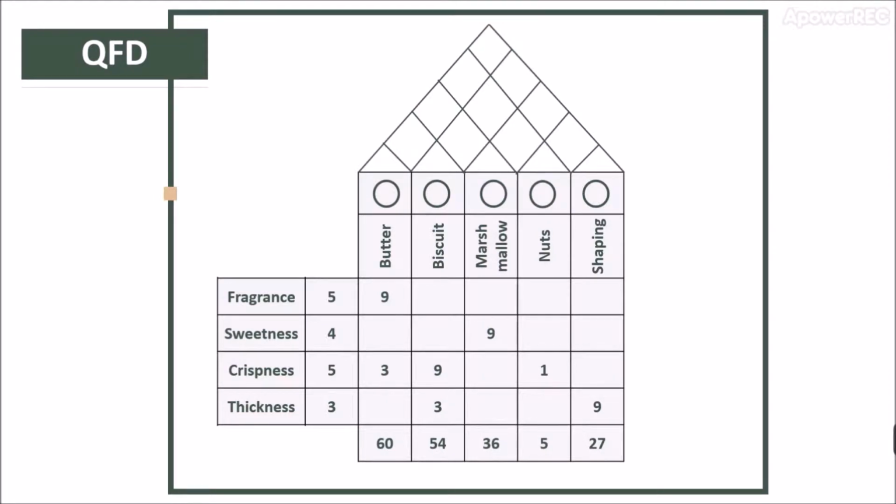The list of customer requirements consists of fragrance, sweetness, crispness, and thickness. The importance are 5, 4, 5, 3 respectively. The listing of technical design elements are butter, biscuit, marshmallow, nuts, and shaping. Finally, we prioritize technical requirements by ranking calculation results.